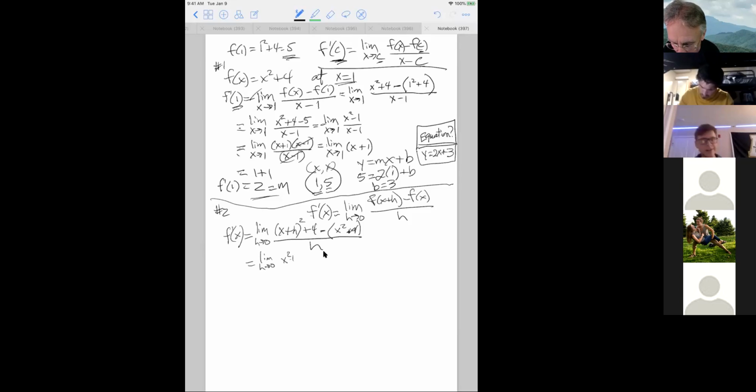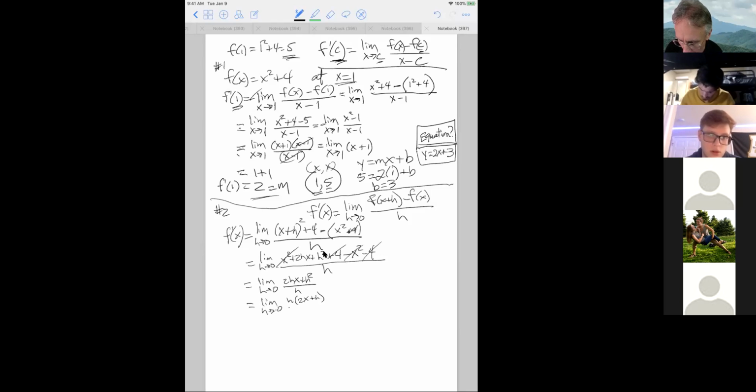Remember, this now is x squared plus 2hx plus h squared plus 4 minus, now I'm going to distribute that minus sign, minus x squared minus 4, over h. Notice always, you guys, both of these terms should go away. If they don't, something's wrong. Okay? And you end up with the limit as h goes to 0 of 2hx plus h squared over h. H is common on top. Factor it out. I get h times 2x plus h, over h.